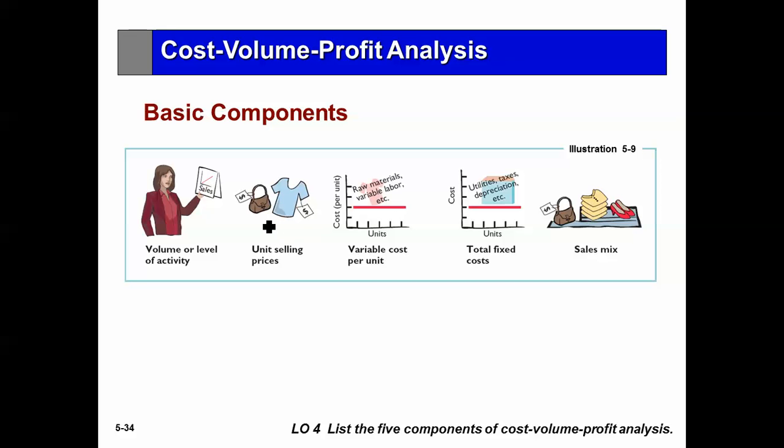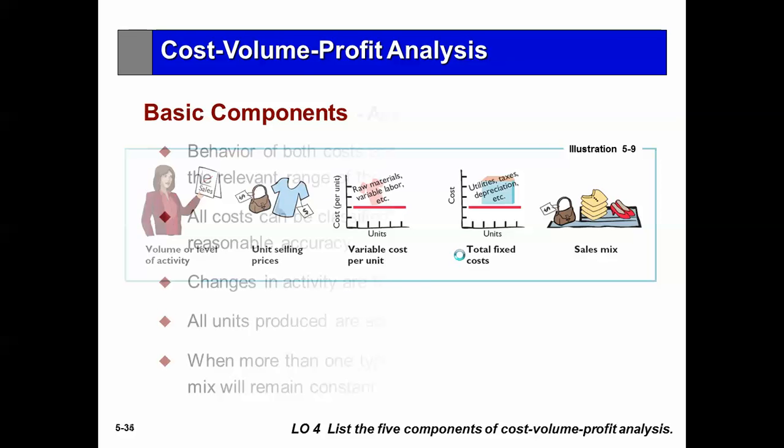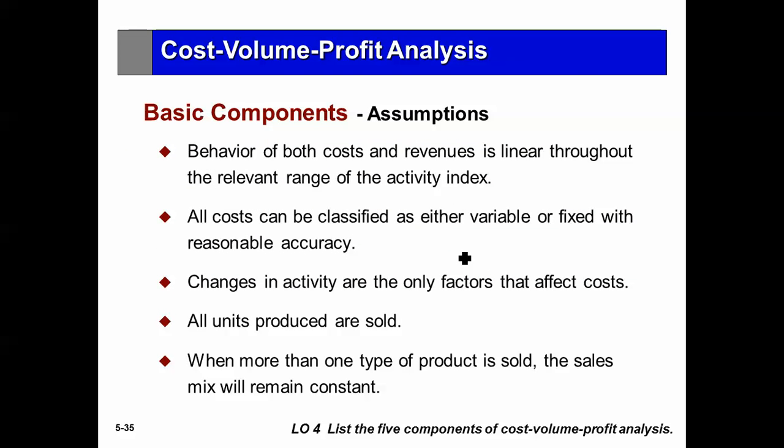Now, we deal on a unit basis. We have the unit selling price for every unit I sell. What's my selling price? I have the variable cost per unit and the total costs. Okay, and then later on we'll talk about the sales mix. But these are the 4 components we need to look at right now. Assumptions. We're assuming that these costs are linear. We're also assuming that we can break them into fixed and variable portions, and so on.